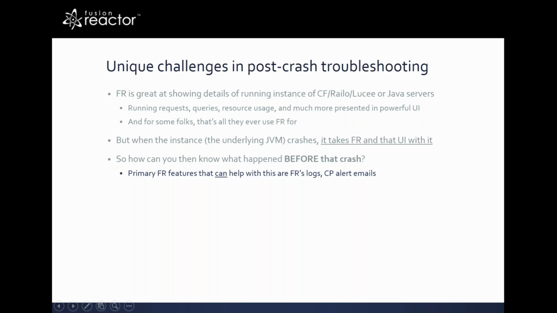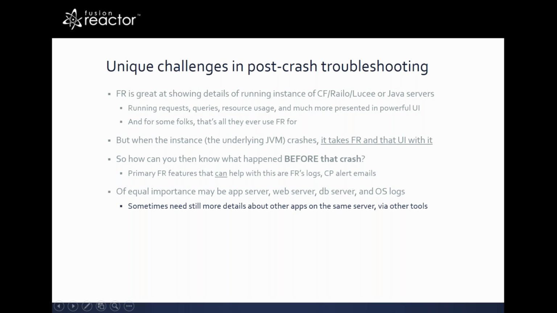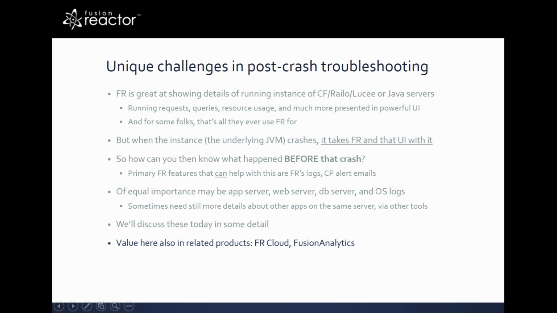There are features in FusionReactor that can help, and the primary ones are the logs and the crash protection alert emails. And then there are other things you'll want to consider in conjunction with these: your application server logs, web server logs, database server logs, OS logs. And then there are other tools that you might want to watch about other applications running on the same server, and there are tools to help with that. We'll discuss all these in some detail today. And in the end, I'll mention some related FusionReactor products, FusionReactor Cloud and Fusion Analytics. Some of you may know about those. If you don't, I'll discuss them briefly at the end and explain how they fit in this notion of post-crash troubleshooting.